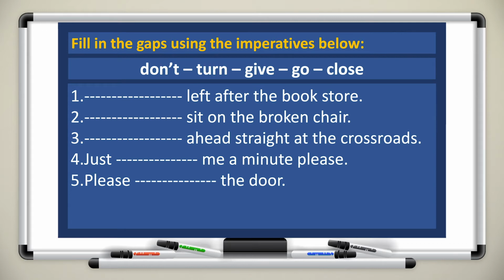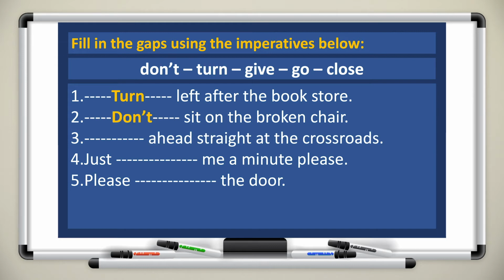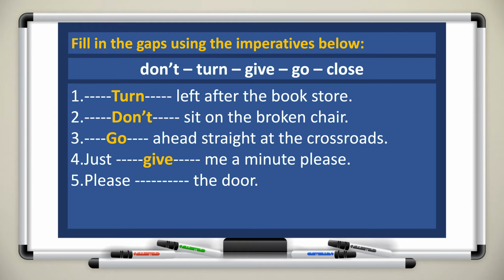The first one will be turn. You're right. Turn left after the bookstore. 2, don't. Don't sit on the broken chair. 3, go. Go ahead straight at the crossroads. 4, just give me a minute, please. 5, please close the door. If you got it right, well done.